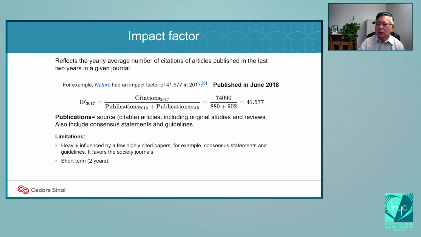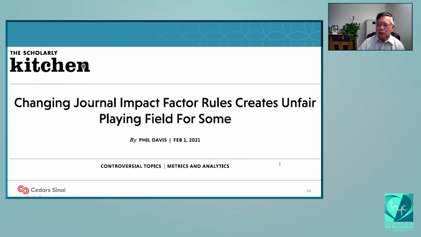There is a recent change in the calculation of impact factor. As you know, the impact factor takes the publications of 2016 and 2015 added together as a denominator, and how often these papers are cited in the subsequent year, 2017, and that's the impact factor of Nature. But just recently, changing journal impact factor rules creates a playing field for some.